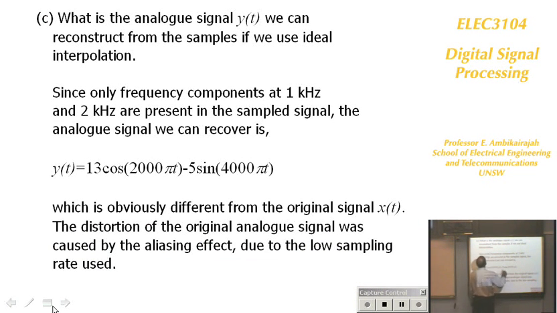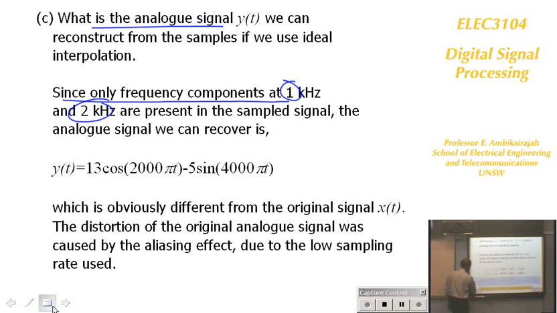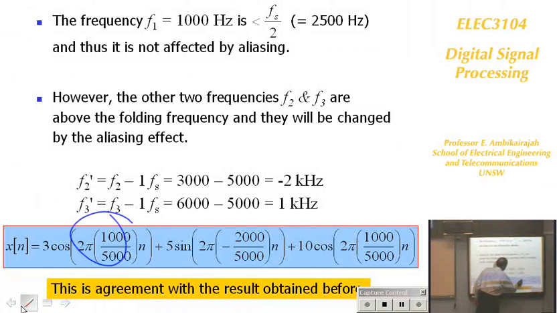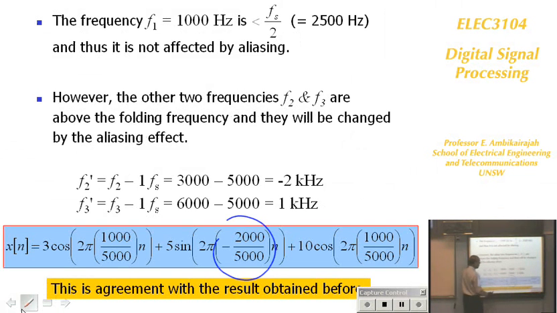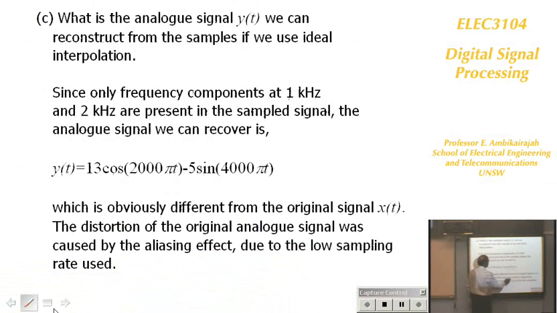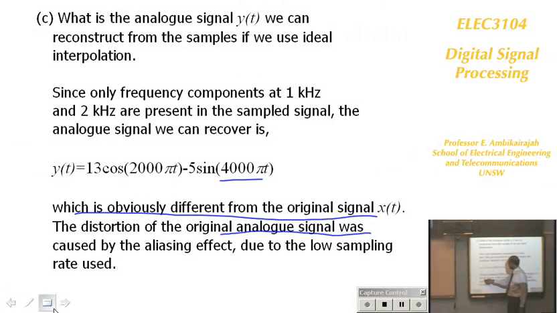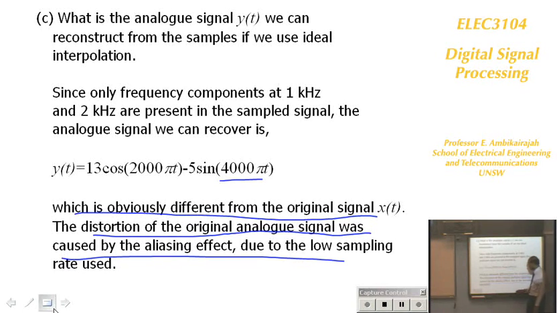If you go back and work out the analog signal, what is the analog signal then? Since only frequency components 1 kilohertz and 2 are present in the sample, they will turn out to be 13 cos 2000 pi t. If you go back here, these two added up, so that will be 10 plus 3 is 13, 2 pi, and they belong to 1000 hertz. So 2 pi 1000 t is the first one, and the next one is 2 times 2, 4 pi t, so 4000 pi t. That's your signal, which is obviously different from the original signal, the distortion of the original analog signal caused by the aliasing effect due to the low sampling rate used.